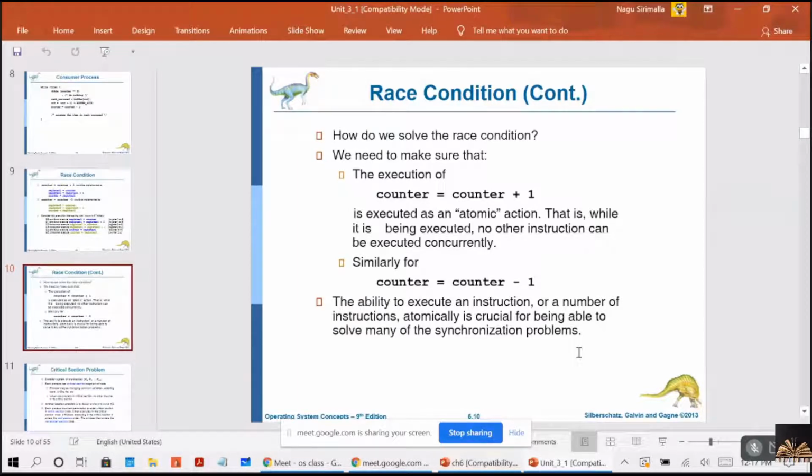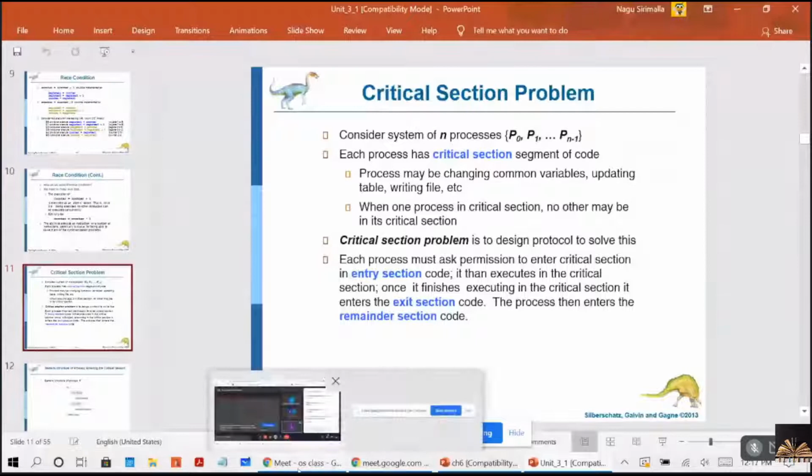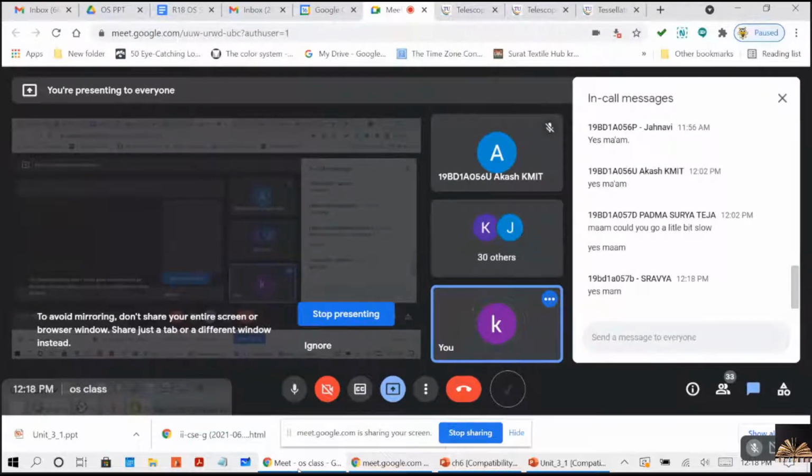Because it is a small instruction, it is okay. But if it takes a long amount of time, you should not give the common area to a process for that long. So we will see synchronization in detail in the upcoming topics. Is it clear for you all, guys? We have taken the producer consumer problem, and there we tried to solve it using synchronization.